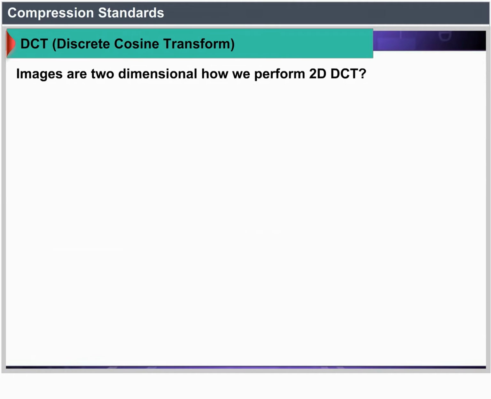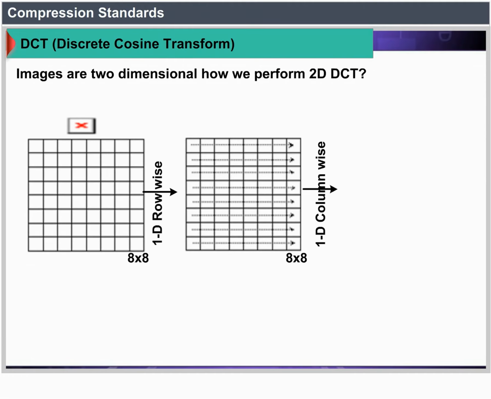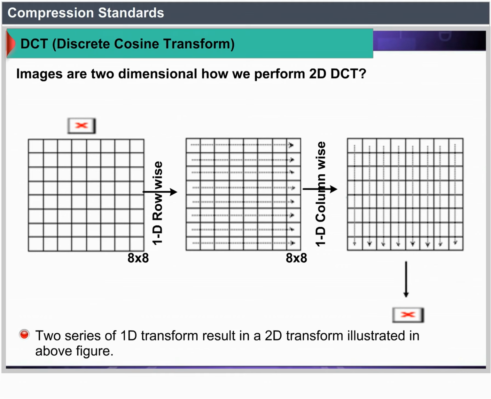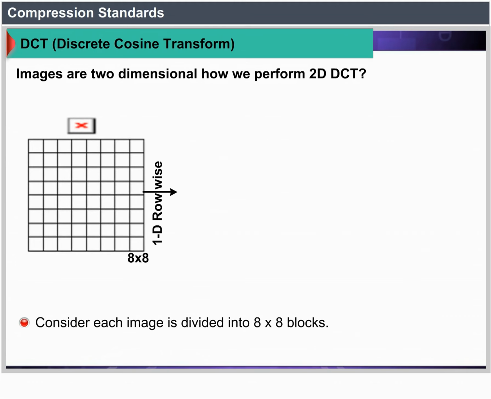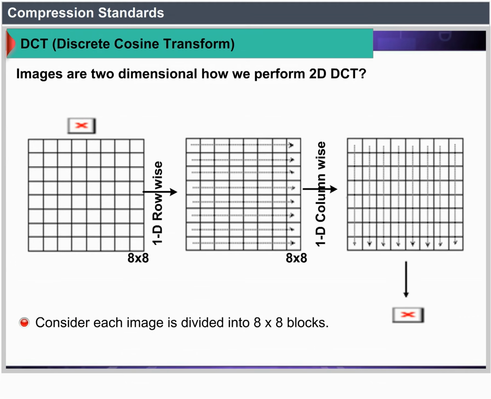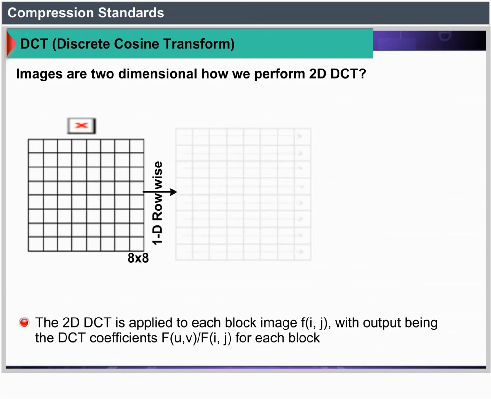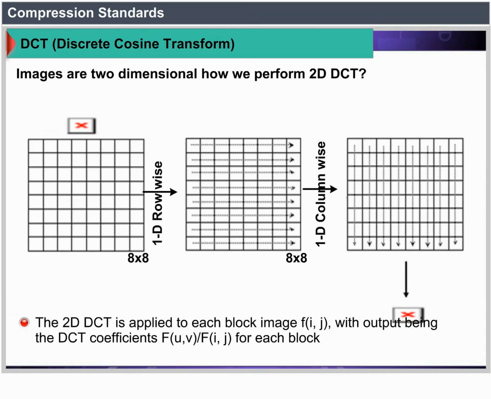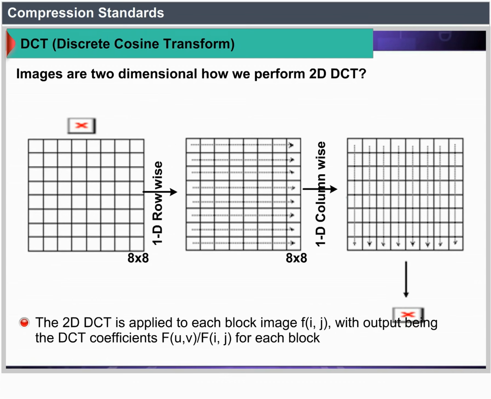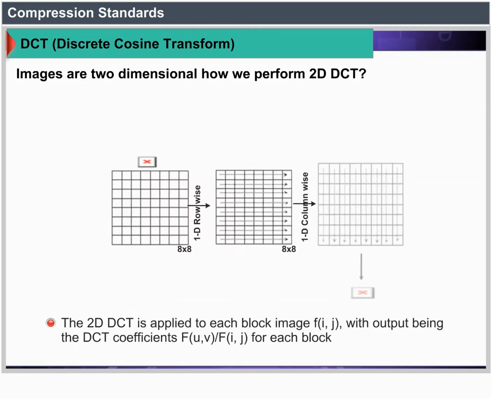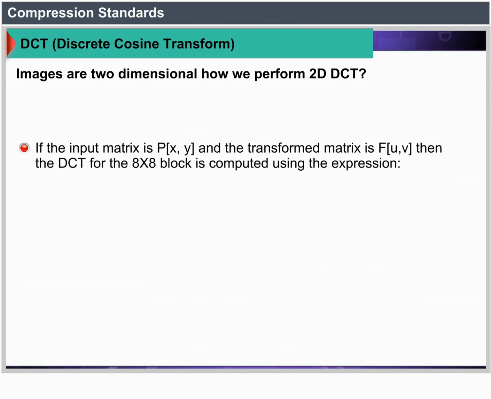Images are two-dimensional. How do we perform 2D DCT? Two series of 1D transforms result in a 2D transform, as illustrated in the figure above. Consider each image divided into 8 by 8 blocks. The 2D DCT is applied to each block image f(i, j), with the output being the DCT coefficients F(u, v) for each block. If the input matrix is P(x, y), the transform matrix F(u, v) for the 8 by 8 block is computed using the expression shown on screen.